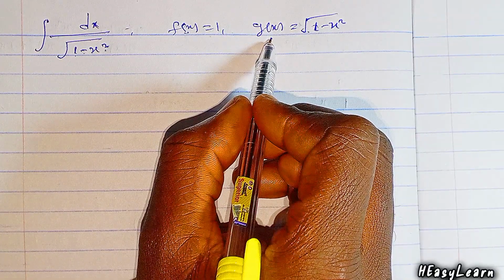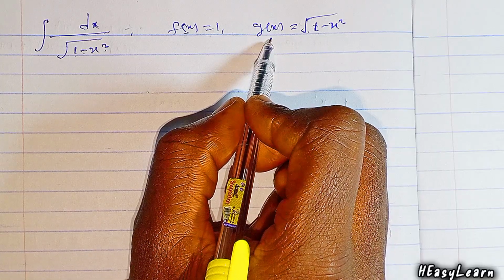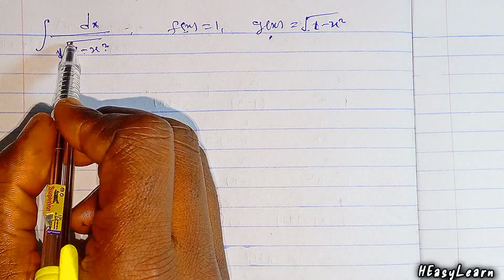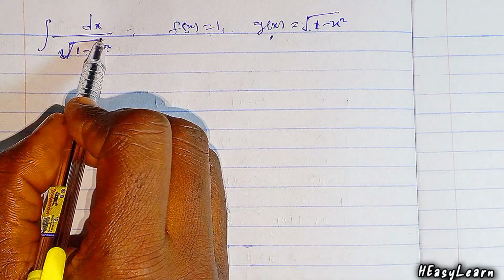In this case, we are going to use trigonometry integral to find the integral of this 1 over square root of 1 minus x squared. Please watch my previous video.